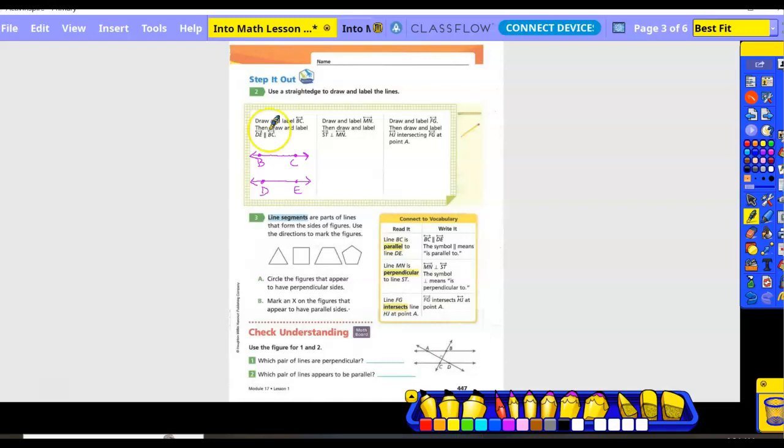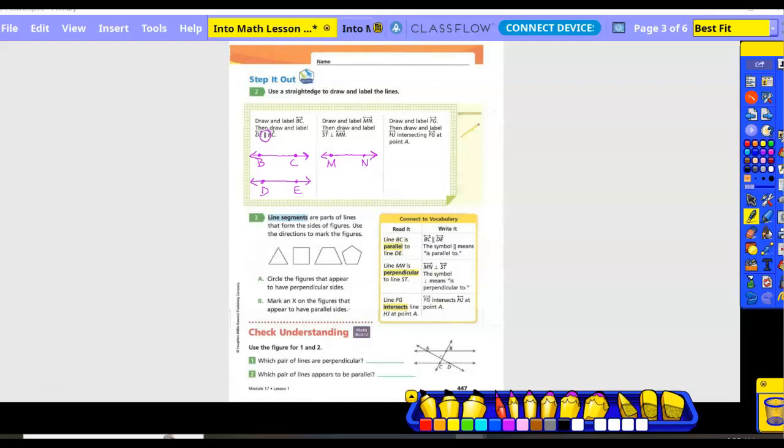So right here, they gave us a little symbol, right? That showed us that they wanted parallel lines. Okay, so on the next one, draw and label line MN. So you guys are going to use your straight edge, and you're going to draw line MN. And then don't forget to label your endpoint.